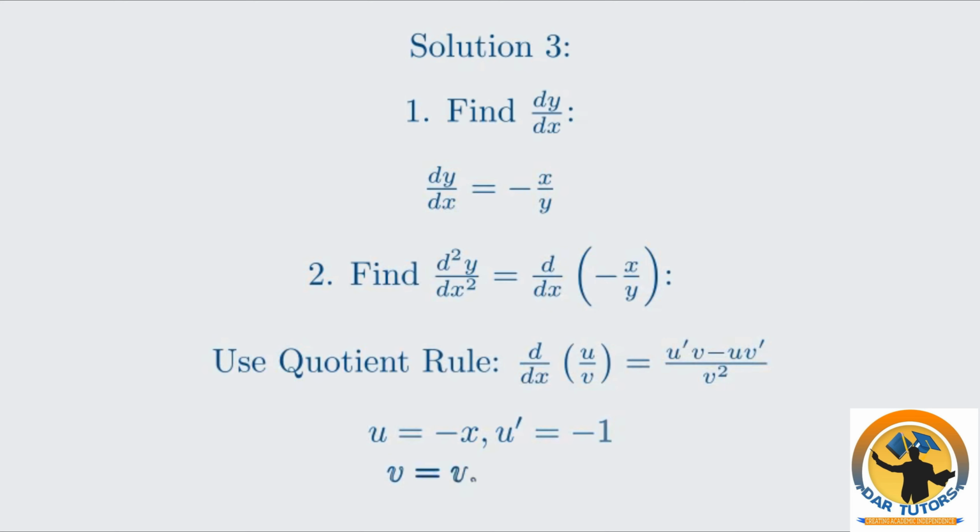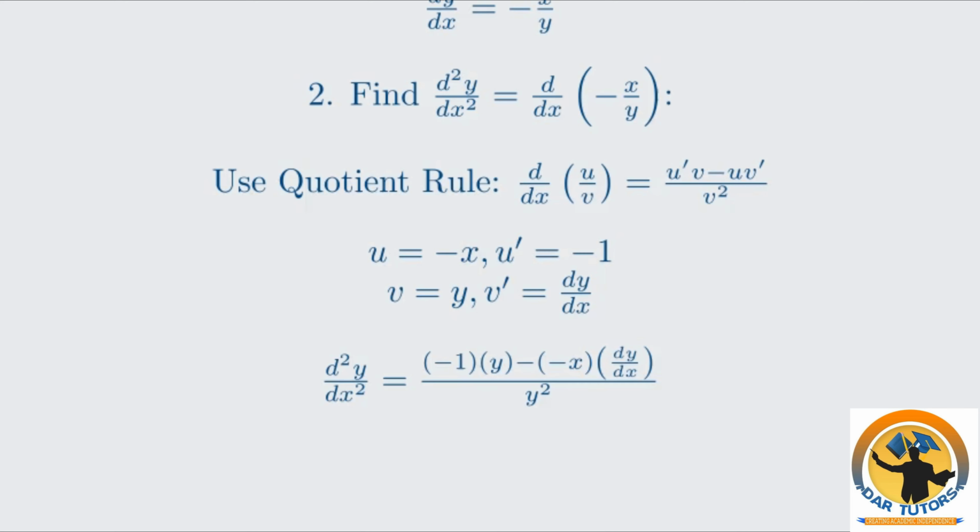The derivative of the numerator, negative x, is negative 1. The derivative of the denominator, y, is dy/dx. Applying the quotient rule, we get (negative y minus negative x times dy/dx) all over y squared. This simplifies to (negative y plus x times dy/dx) all over y squared.